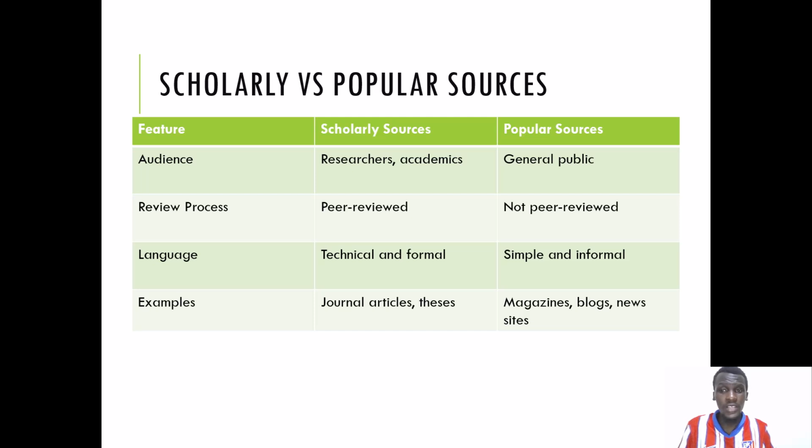Now for popular sources, it should be very simple to understand. In scholarly sources, you'll be explaining to people who you know will understand what you are saying. Here, you should be simple because different types of people from different backgrounds will be reading it, and it should be informal as well. Alright, the examples here are journals, articles, and theses, right? Now for popular sources, we have magazines, blogs, and news sites. Alright, let's go to the next thing, okay?